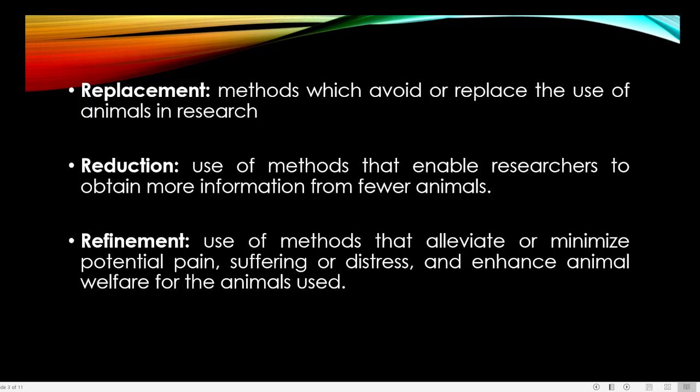It is the use of methods that enable researchers to obtain more information from fewer animals. Because if you allow researchers to kill as many animals as they like, many of them may not be very responsible. They would be simply killing animals and wasting their time. So there will not be any responsibility on the part of scientists. Just because they are doing research, all scientists are not honest people. That happens in every field.